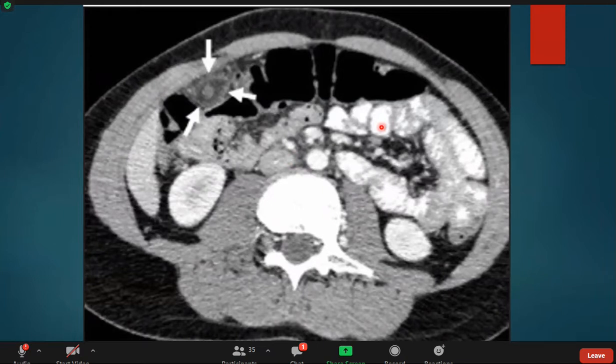Just showing you another example of a 10-year-old boy complaining of right lower quadrant pain. The image shows an inflammatory fat attenuated mass with hyperdense rim and central dot sign, characteristic of epiploic appendagitis.